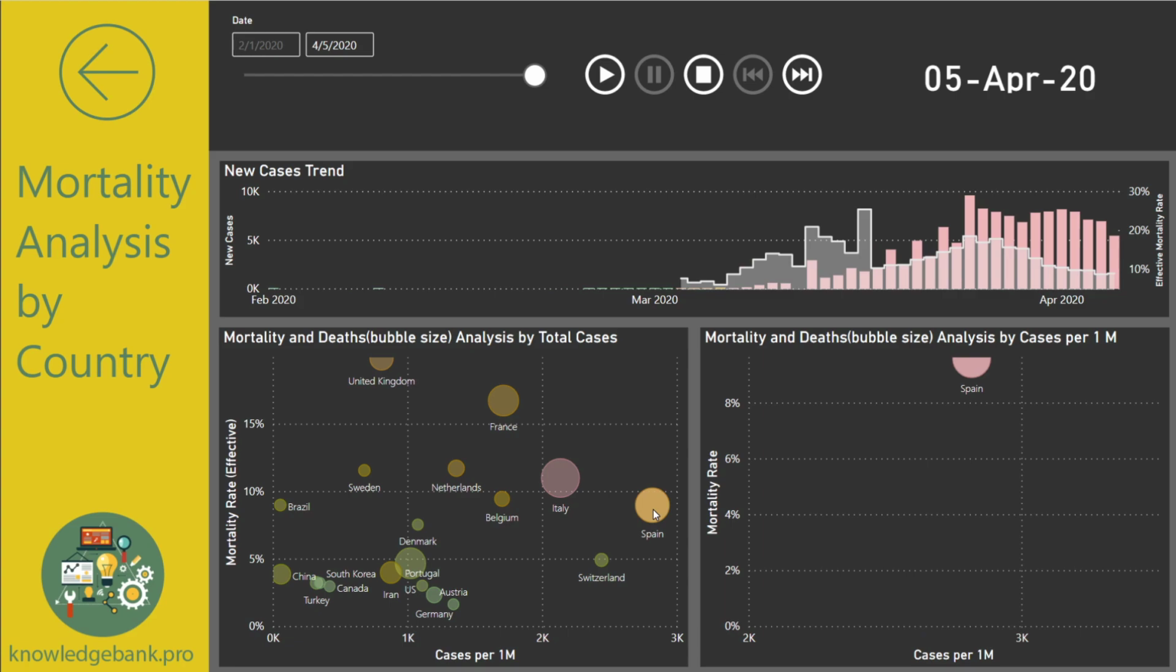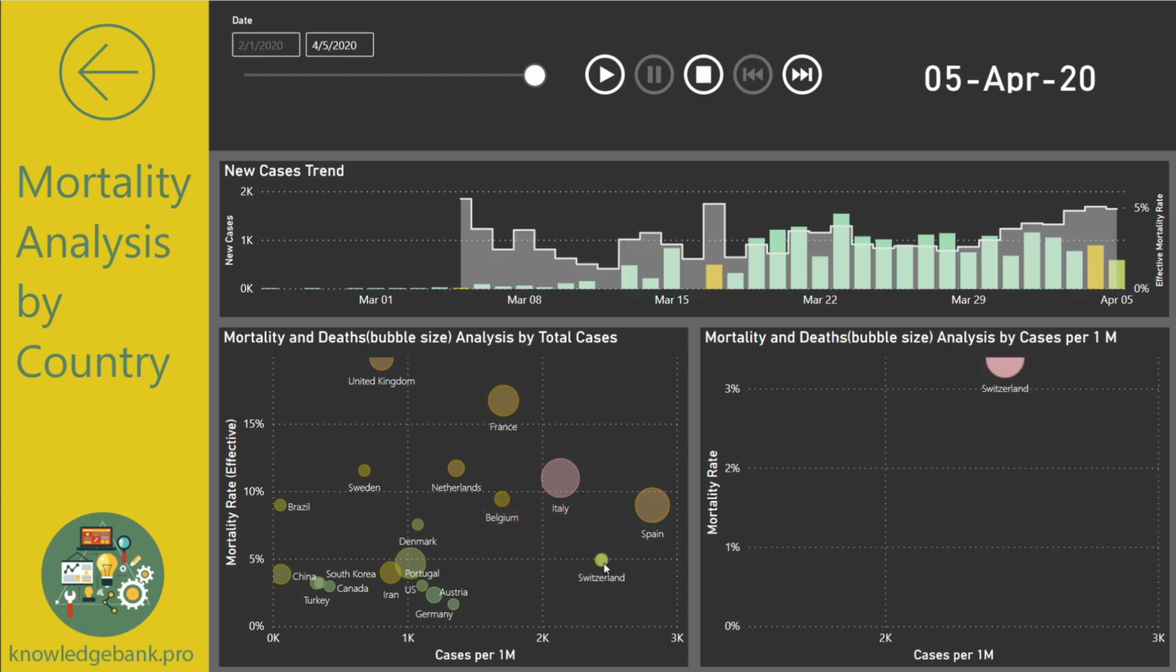The same thing happened in Spain, right? In Spain, we see effective mortality coming down. So I would expect that right now Italy is sitting at roughly 9%. I would expect that Spain might come down a few basis points over time.